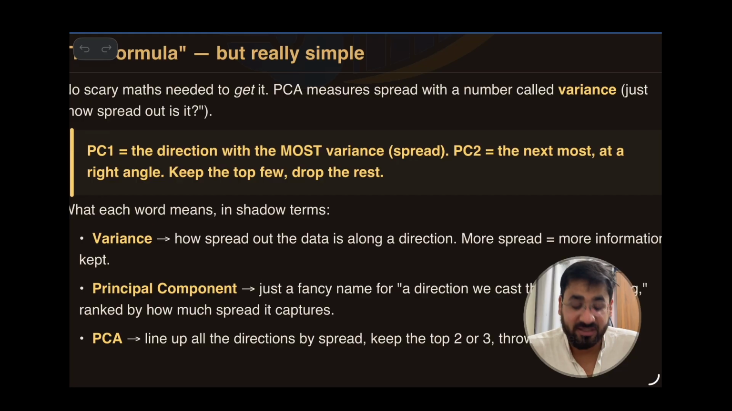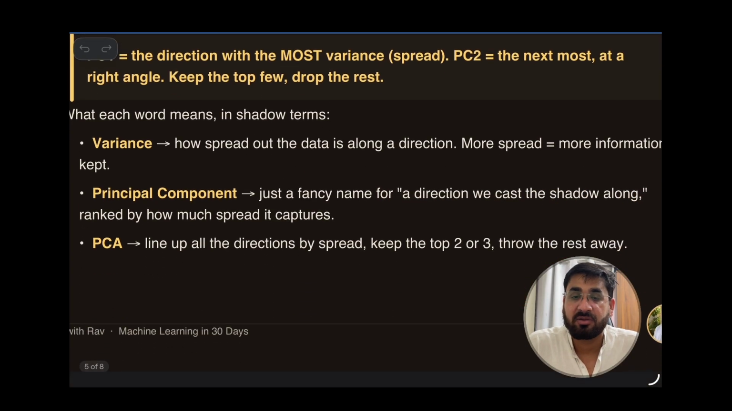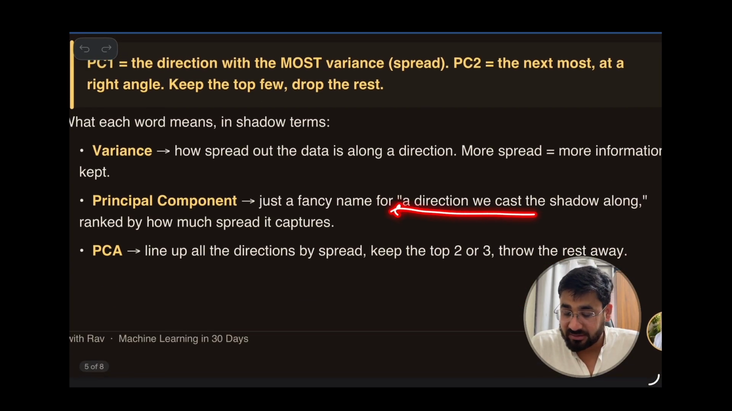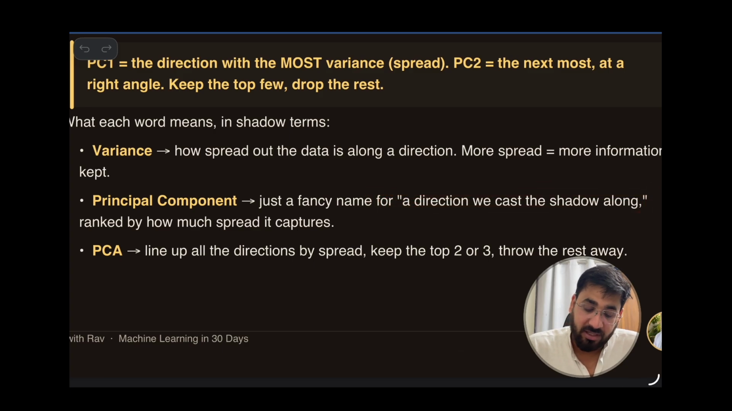Now comes what is variance. Variance is how spread the data is along a line. That's simple. The more the spread, the higher the variance. Now the second thing is principal component. That's just a fancy name. It means a direction that casts a shadow. Simple. You can see it now. A direction that casts the shadow alone. That's it. Rank by how much spread it captures.